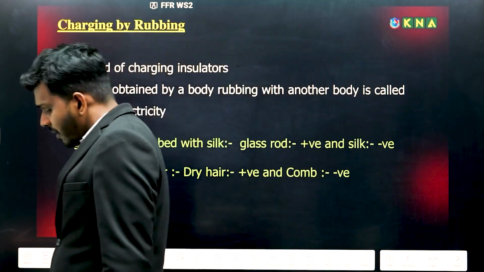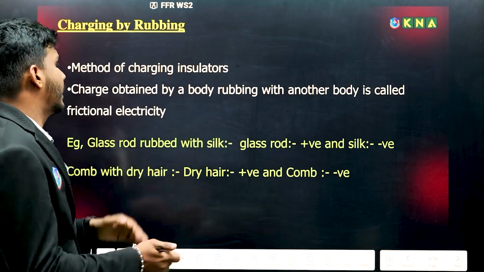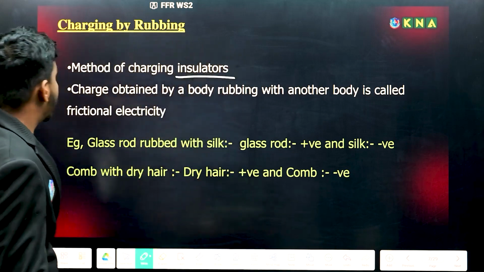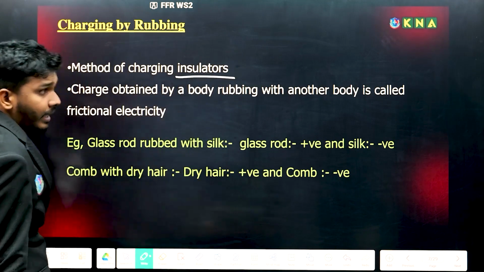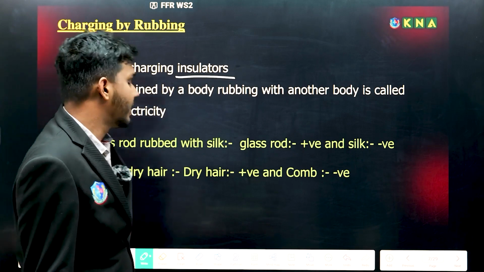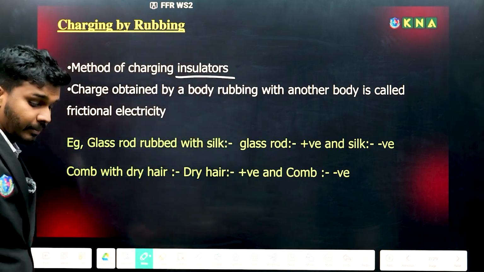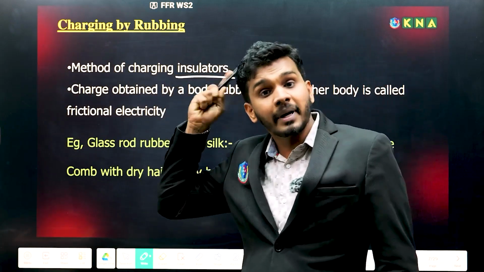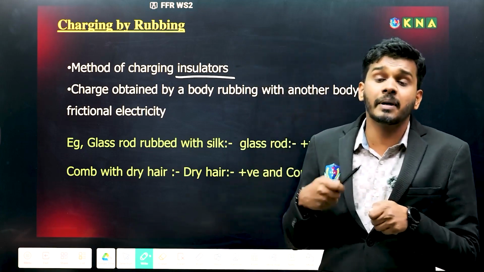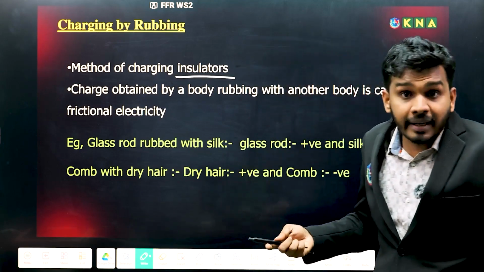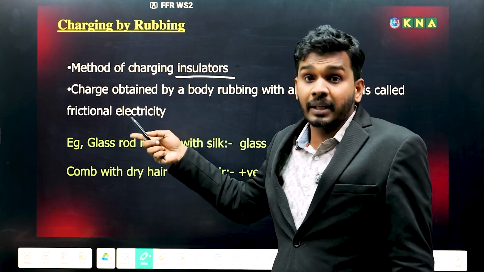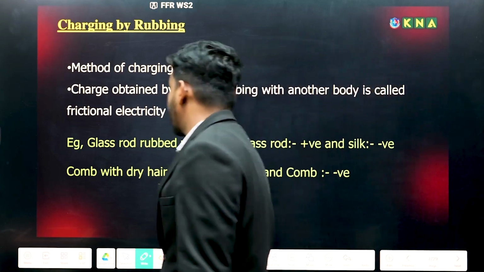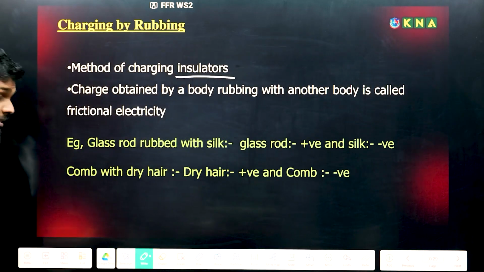First, charging by rubbing. This is the method of charging insulators. Charge obtained by a body rubbing with another body is called frictional electricity. When I rub here, charge moves from one body to another, and due to that charge, the electricity is called frictional electricity.